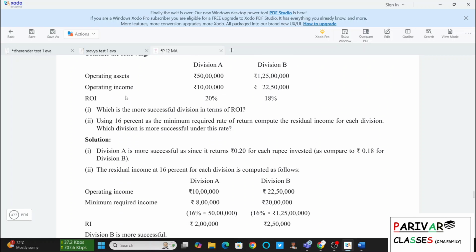Here, he directly gave return on investment as a percentage, 20% and 18%. But he didn't give the investment value. We know the return, 10 lakhs and 22 lakh 50,000. In general, we think of operating assets, okay, 10 lakhs divided by 50 lakhs, 20 percentage. Once we do this, 22 lakh 50,000 divided by 1 crore 25 lakhs. If you have a calculator, just calculate this part. Are you getting 18 percentage?